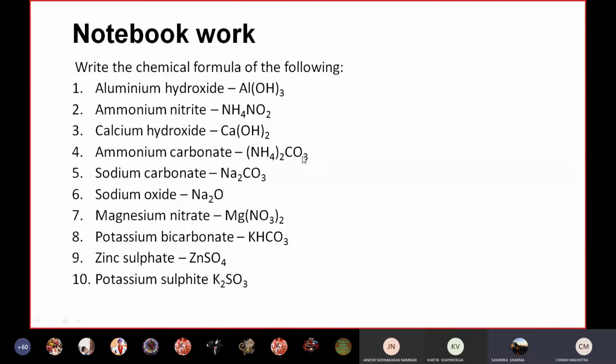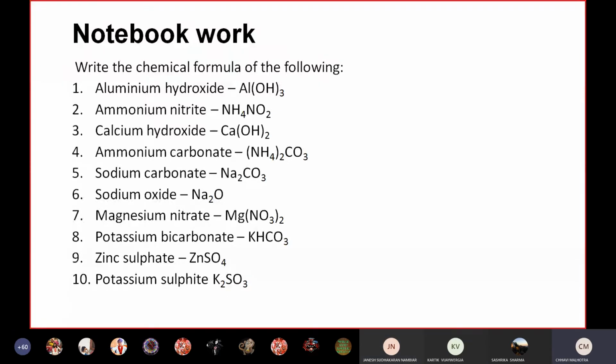Next is potassium sulfite. Potassium symbol is K. Sulfite symbol is SO3. Now see students, don't get confused between sulfate and sulfite. Sulfate is SO4. Sulfite is SO3. So read the question carefully. Now coming to the valency of potassium, it is 1. Sulfite is 2. No common factor, so we crisscross, we get K2SO3.